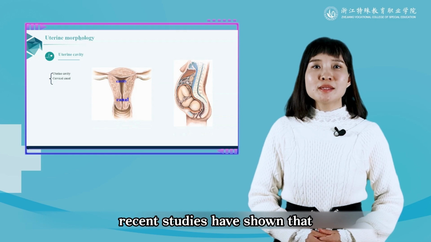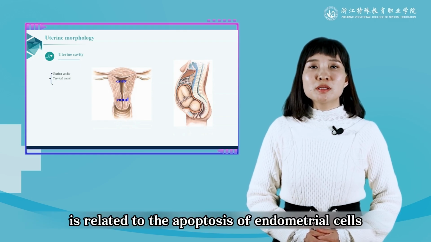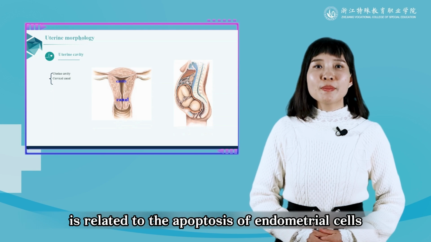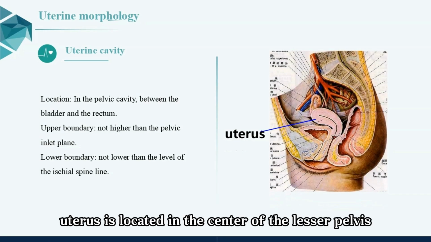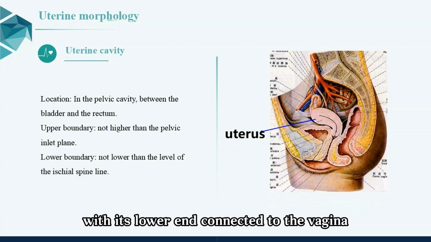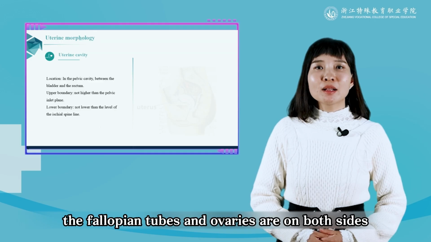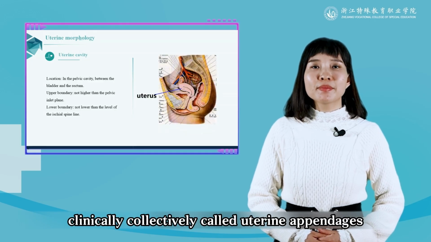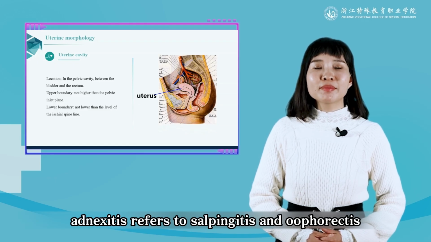Recent studies have shown that the implantation of the fertilized egg into the endometrium is related to the apoptosis of endometrial cells. 3. Position of the uterus. The uterus is located in the center of the lesser pelvis, between the bladder and rectum, with its lower end connected to the vagina. The fallopian tubes and ovaries are on both sides, clinically collectively called uterine appendages. Adnexitis refers to salpingitis and oophoritis.